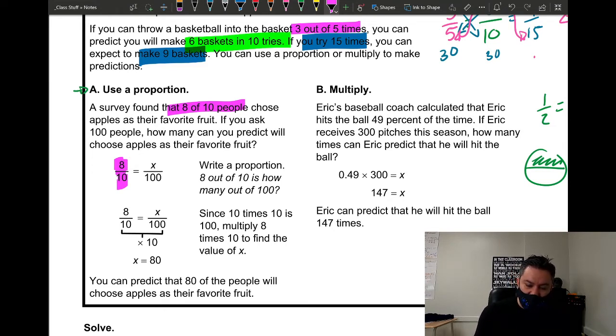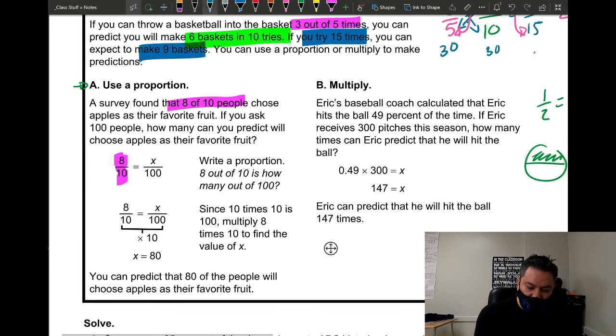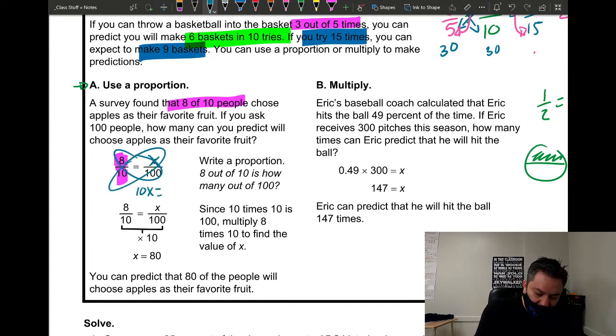Instead of doing 100 times, all we got to do is set up the proportion. You're looking for how many, so all you got to do is cross multiply. So you're going to have 10x equals 800, and then you divide by 10, so x equals 80. So out of the 100 people, 80 of them are going to like apples as their favorite fruit.